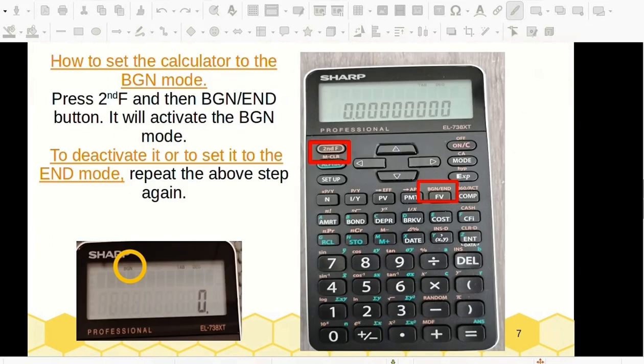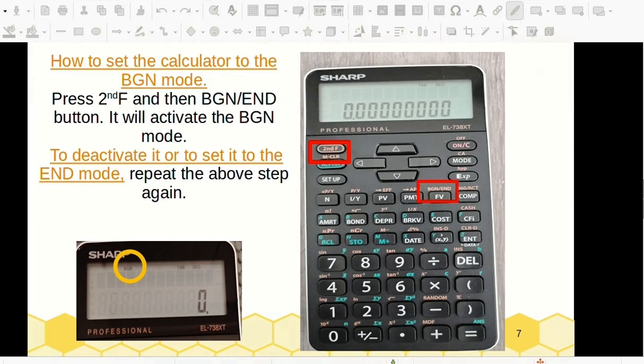Now, how to set the calculator to the BGN mode? Press the second function and then the BGN/END button. It will immediately activate the BGN mode. And you can also see the term BGN on top of the screen as an indicator that the beginning mode is activated. To deactivate it or to set it to the end mode, repeat the above step again.